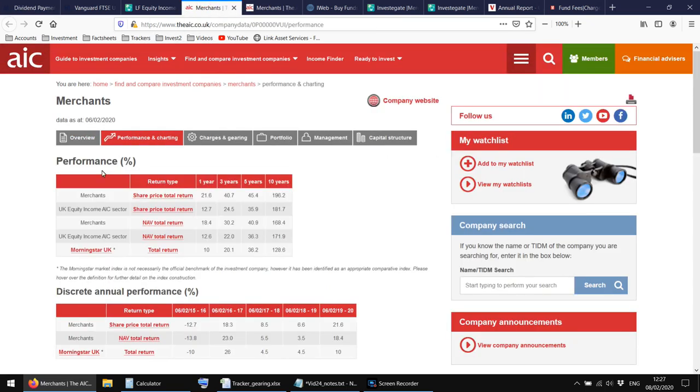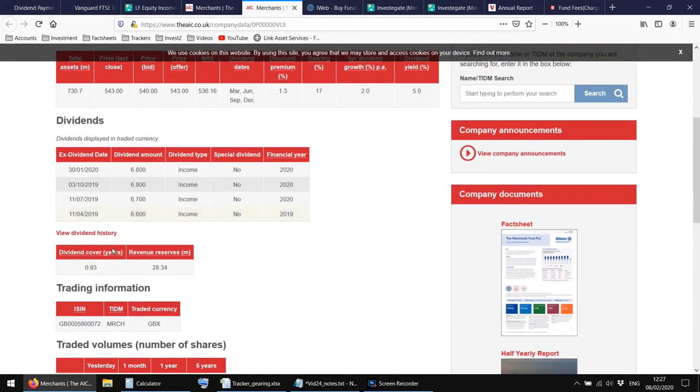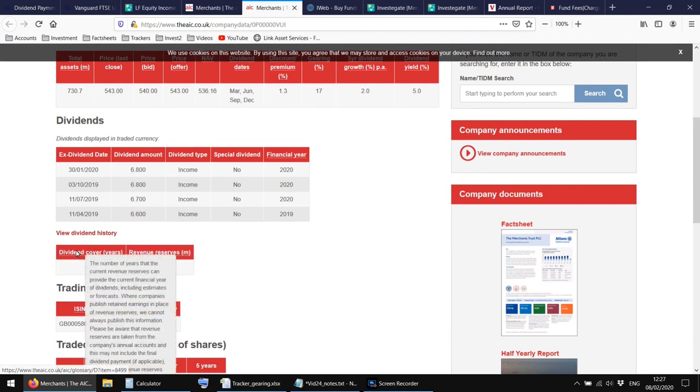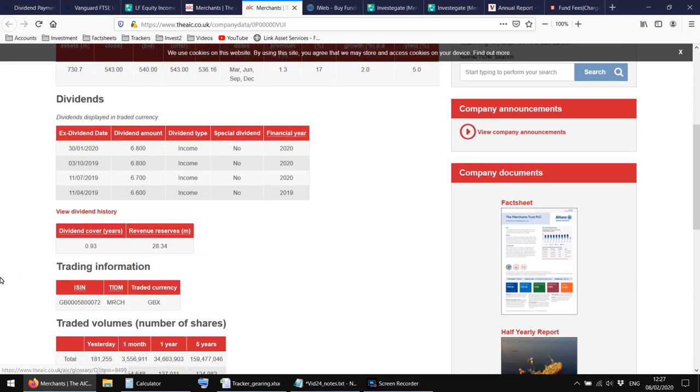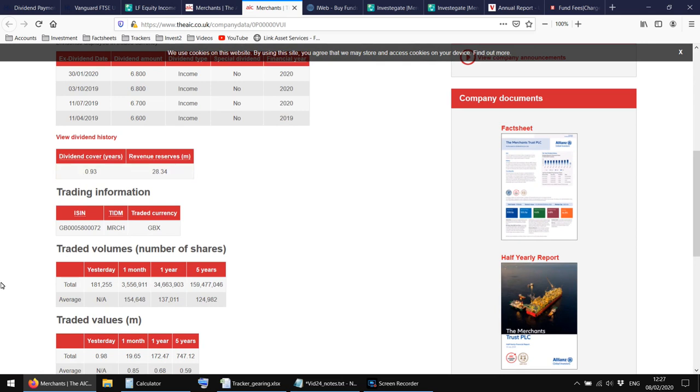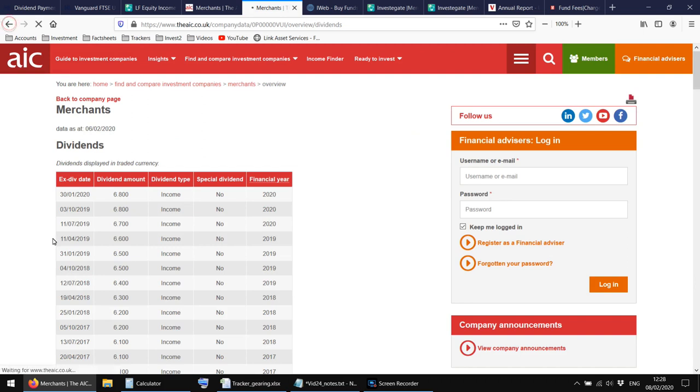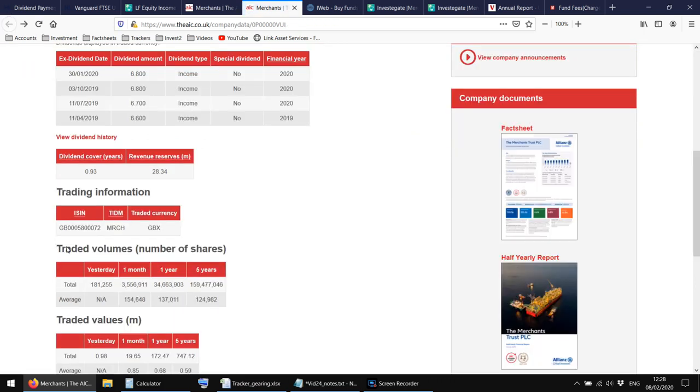And if you look on the AIC information, I can't be bothered checking it, so the video will be long enough anyway. You can see here the dividend cover years, the number of years that the current revenue reserves can provide the current financial year of dividends. As you can see there, they've got 93% of 1 year's dividends in the revenue reserve. So we could have a hefty recession and a dividend reduction in all the companies, like what happened about 10 years ago. And they've got a fair amount there just to get us through the bad years.